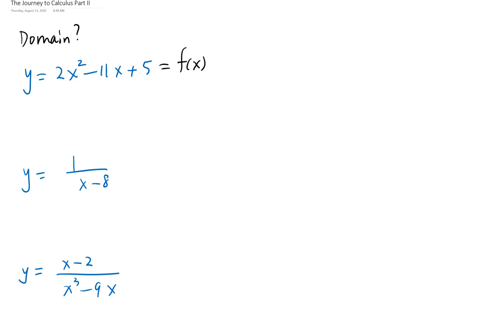So this is a polynomial function. Polynomial functions, their domain is always all real numbers. We write it like this, or you can say all real numbers. And in interval notation, that would be negative infinity to infinity. That's called interval notation.